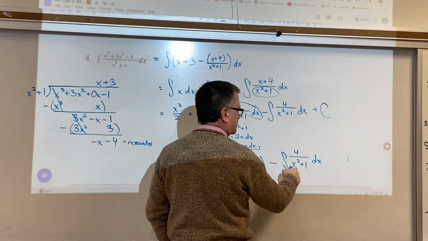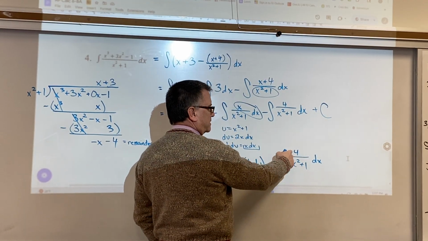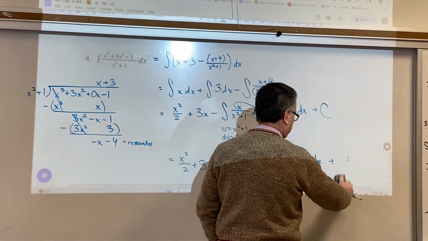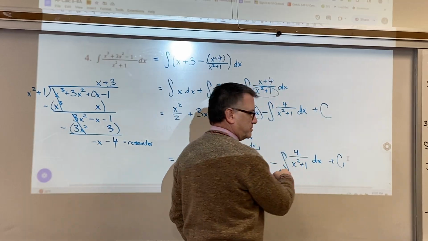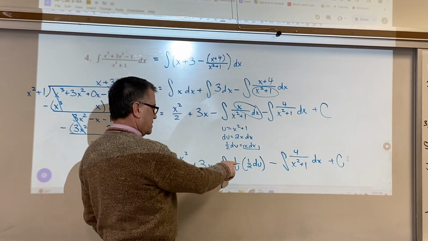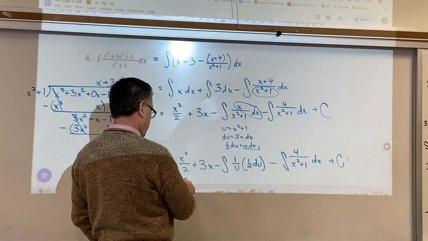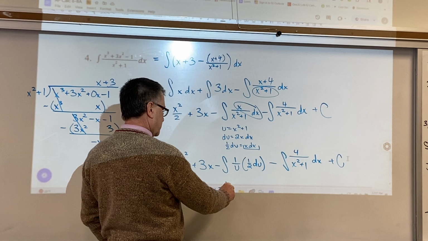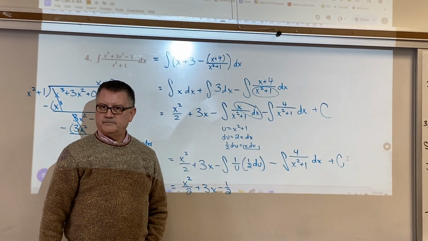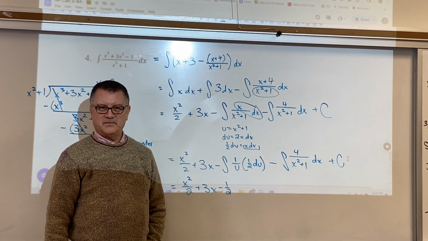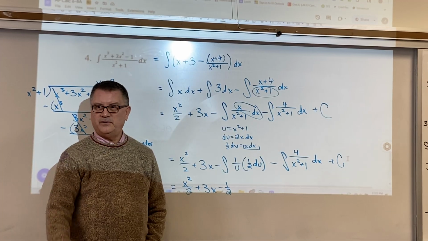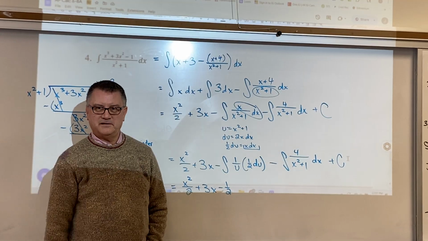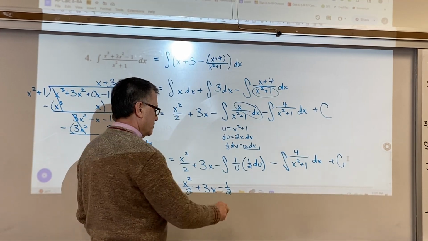We might have to, because the derivative of this has an x in it, and I don't see an x in here. So we might have to revert to a trig substitution. But at least it's a pretty basic one. So that's pretty easy, right? x squared over 2 plus 3x minus, bring the 1/2 out. What's the integral of 1 over u? You know that one. Natural log of u.